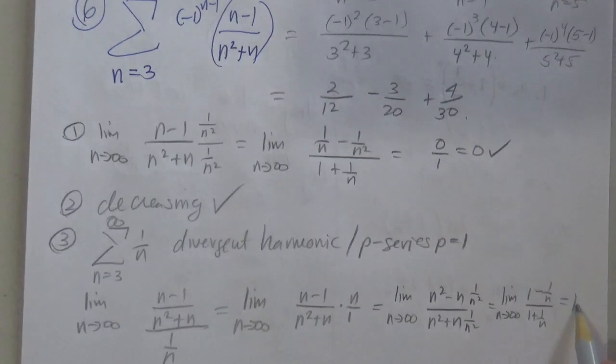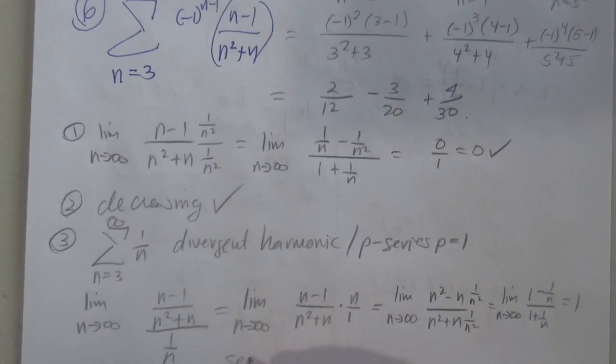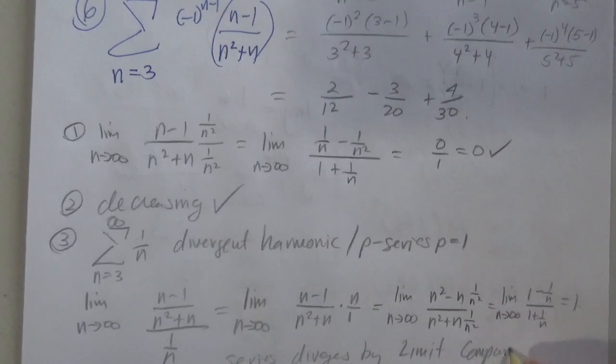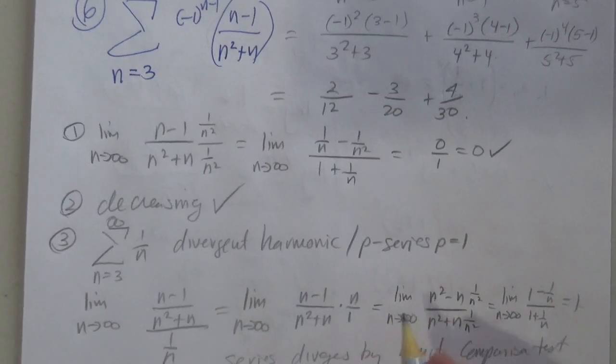Since I got a positive number that is not 0 or infinity, I've chosen correctly. So therefore, my series diverges by limit comparison. Make sure that you write down limit comparison, because there's also a direct comparison that we're not going to be working on this year. The last thing I need to write down is absolutely or conditionally convergent.